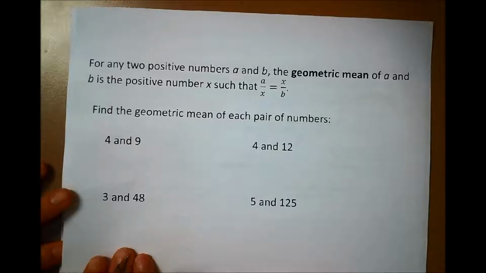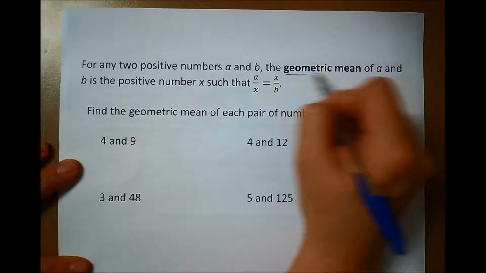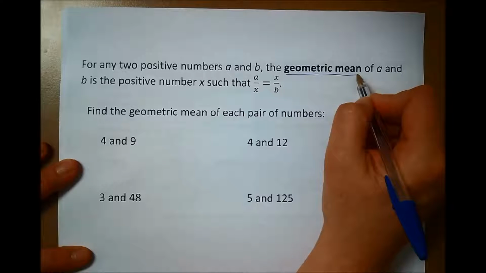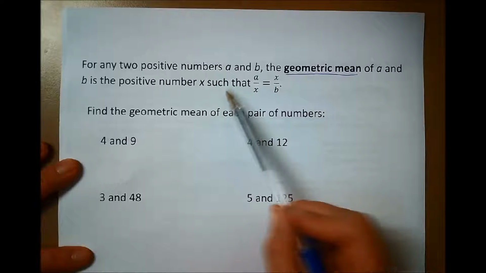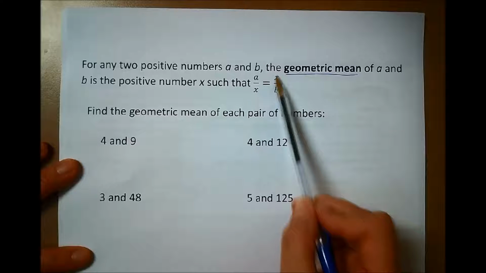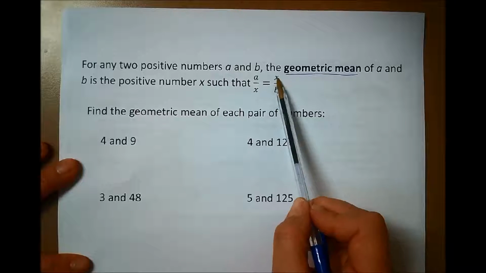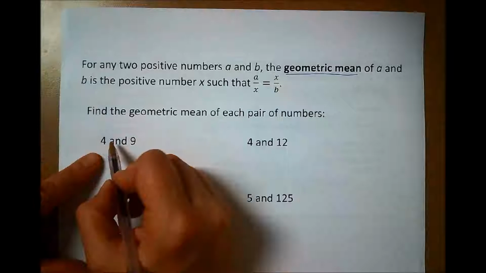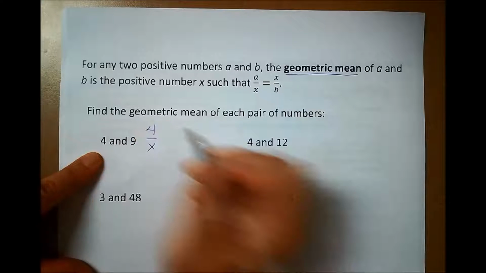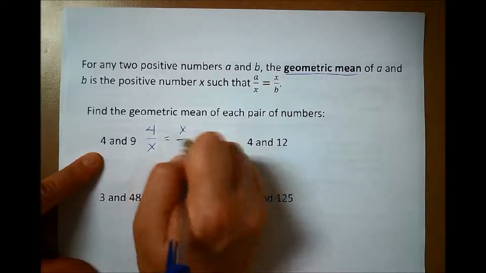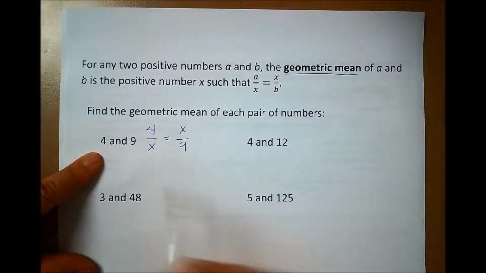Okay, so for any 2 positive numbers A and B, the geometric mean, and this is in the homework, of A and B is the positive number x such that A over x equals x over B. Okay? So you set it up like this. So 4 over x equals x over 9. And they're proportions because they're 2 fractions equal to each other.